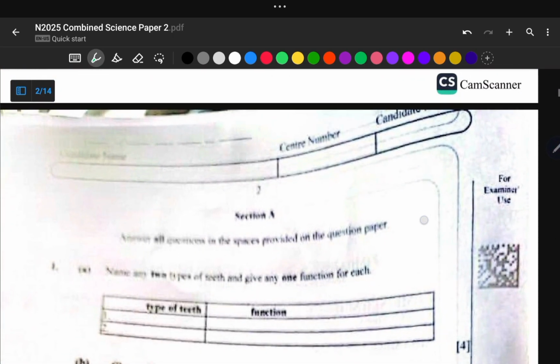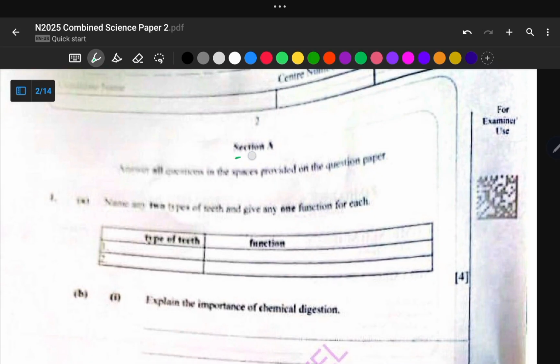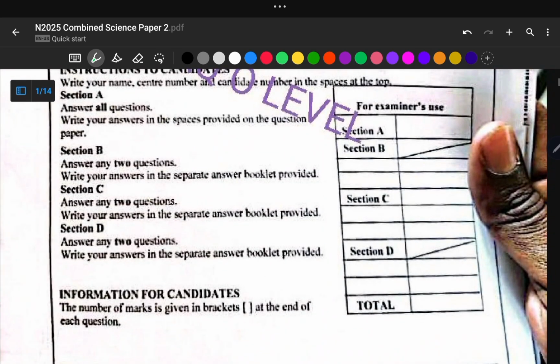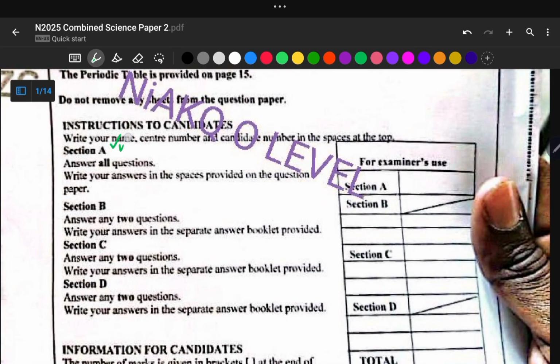So we are starting with section A, where you are required to answer all the questions. So you should always remember to read and to take note of these instructions to candidates, right?